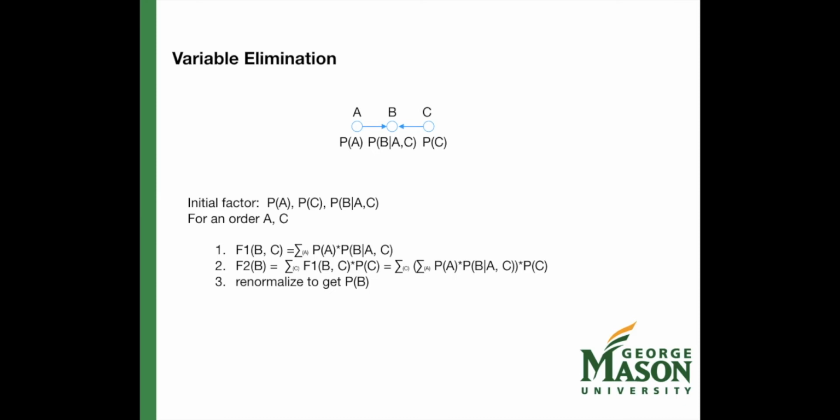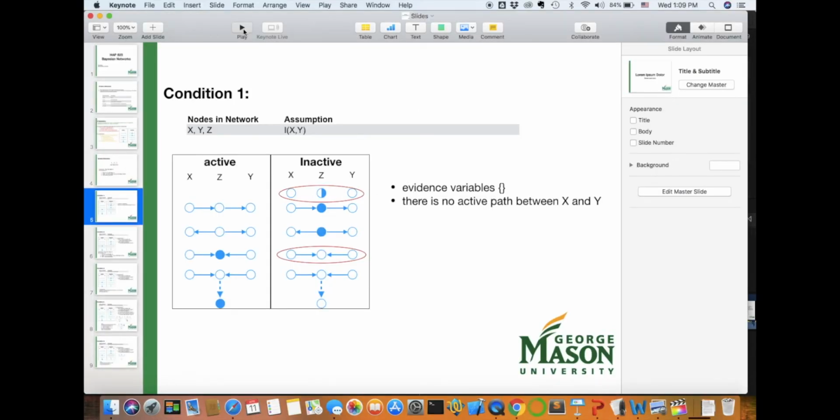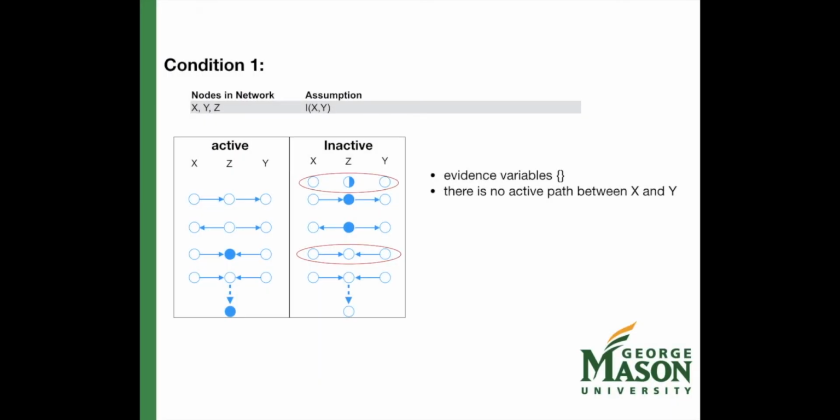So now we have reviewed D-separation and variable elimination. Let's look at the 5 conditions in the problem statement. In condition 1, there are 3 variables in the network, X, Y, and Z, and the requirement is that X and Y are independent. To meet this requirement, one possibility is that X, Y, and Z are all independent. Another possibility is the DAG as shown in circle 1, the common effect.